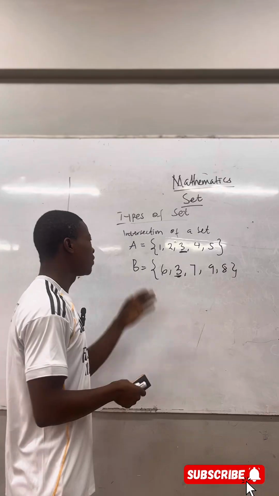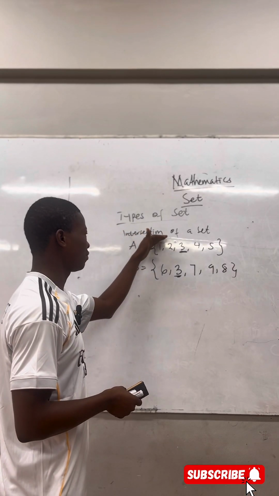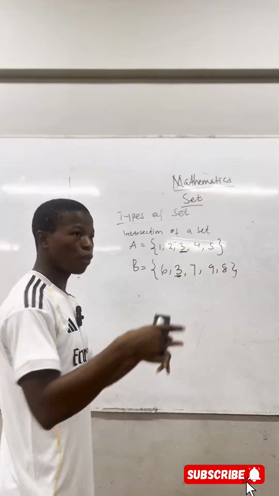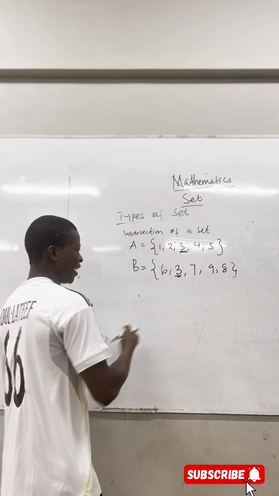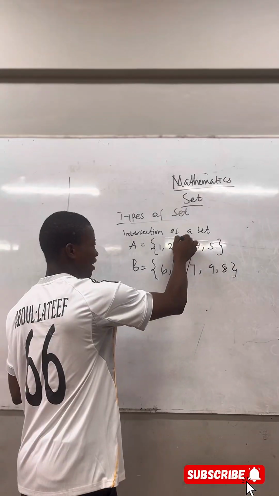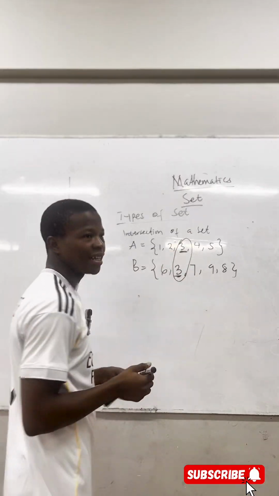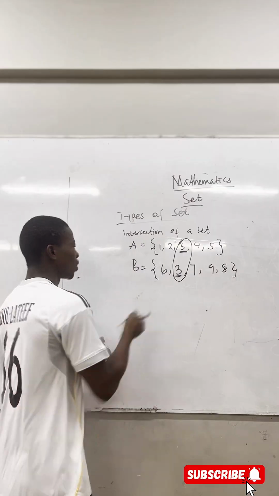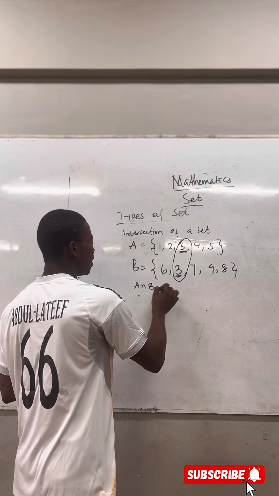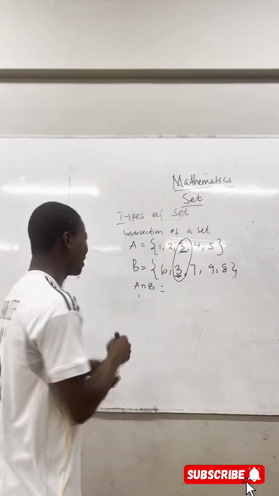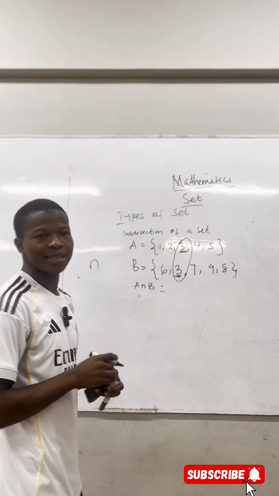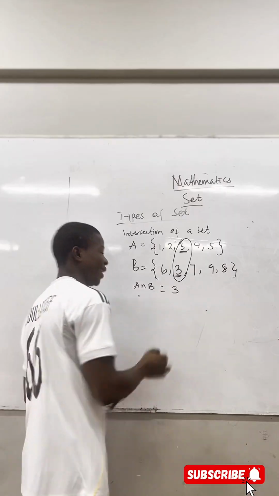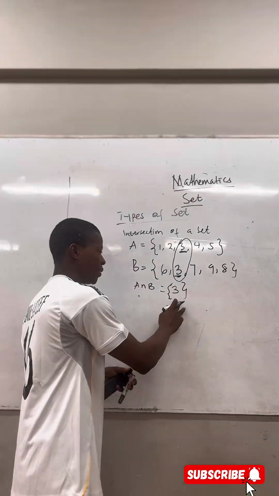knife. And if they ask you, what is the intersection of A and B, it means that where they have met, the meeting point of A and B, that is where the knife is what? Intersected. So where the knife is intersected is what we call the intersection of A and B. So we have A intersection B, and it's always represented by this. So A intersection B is what? 3. So this is our set.